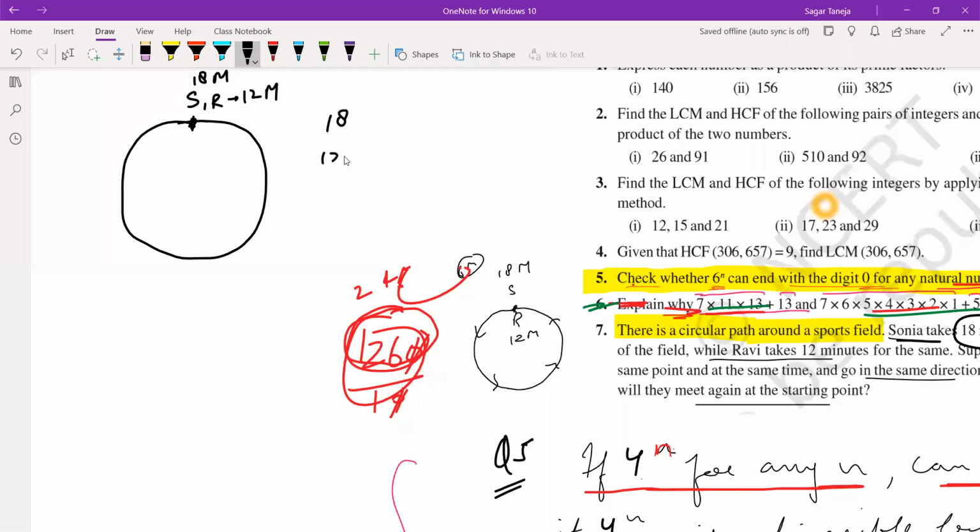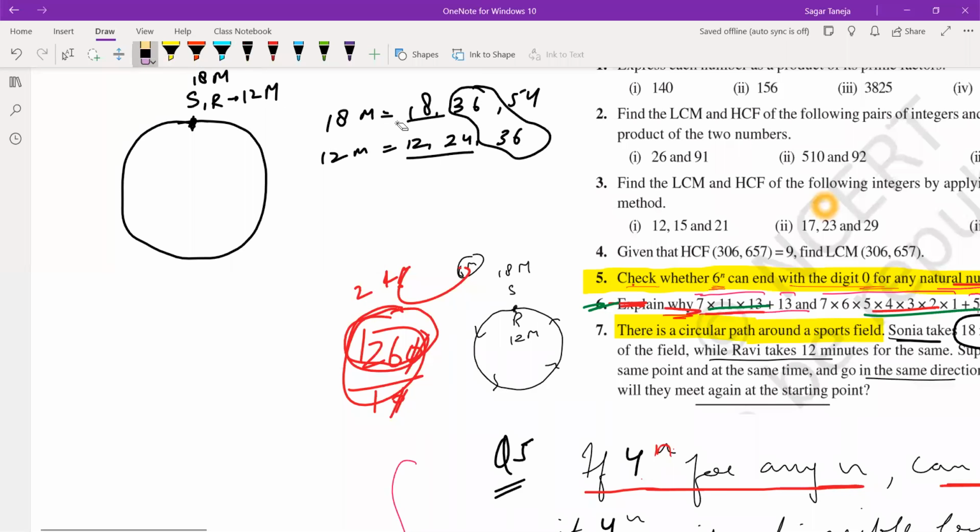18 minutes and 12 minutes. Just writing the table. 18 1s are 18, 18 2s are 36, 18 3s are 54, 12 1s are 12, 12 2s are 24, 12 3s are 36. So what is the least common multiple in this? 36. So they'll meet after 36 minutes. And this is what LCM is.